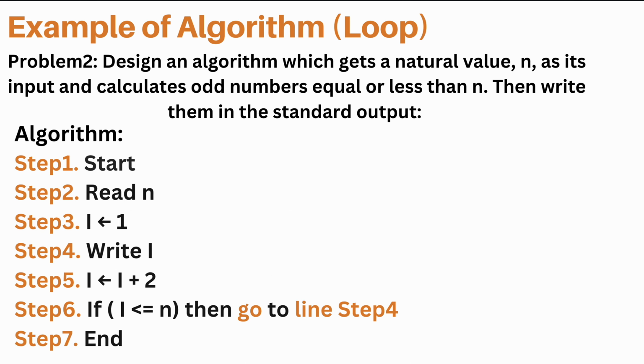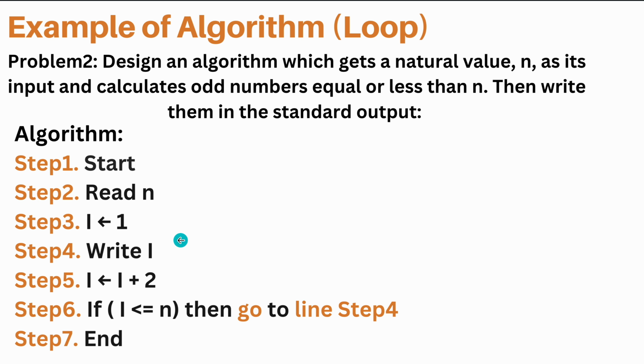for even numbers between 0 to 99. Another example is to design an algorithm which gets a natural number n as its input and calculates the odd numbers less than or equal to n, then writes them to standard output. So what it means is I'm getting the number n, and I'm calculating the odd numbers till n. So the first step is start, then read n. n can be 20, 30, 100, any number, and assign the first value of I as 1.